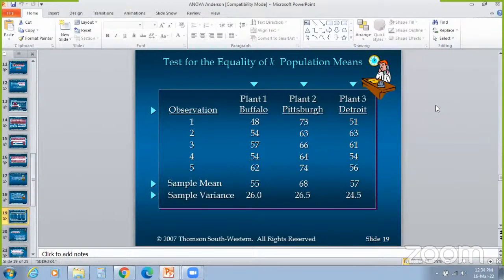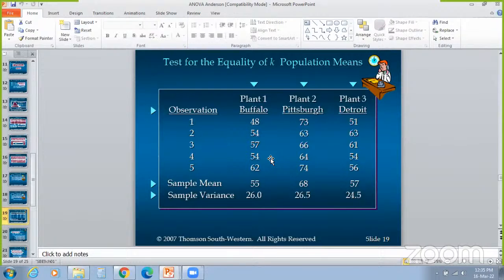These observations are the 5 managers in plant 1, plant 2, and plant 3. The number of hours worked by manager 1 in the Buffalo plant is 48 hours, 54 by the second manager, and 62 hours by the 5th manager. This is the meaning of 48, 54, and so on. The same applies to plant 2 and plant 3.